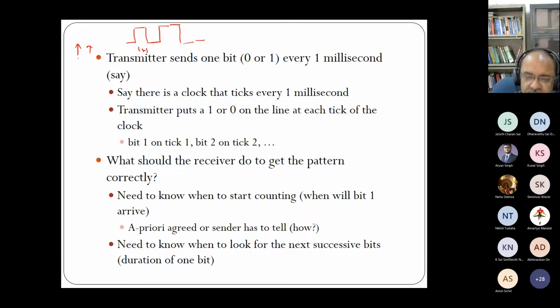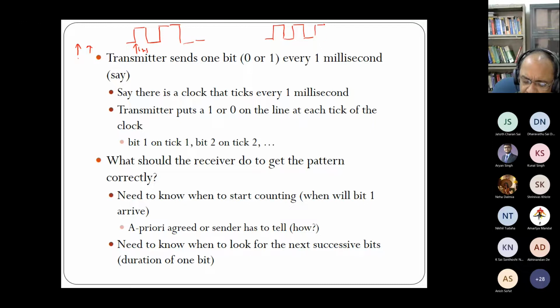Now, first of all, the receiver needs to know when to start counting. From where should it start looking, so that it knows where to start at the middle of the bit? It needs to know where the first bit is, because the receiver is just lying there. Then it needs to know when to look for the next successive bits. Now here is the problem. Suppose all this is agreed, it knows when to start looking, and it knows that this is 1 millisecond. Again, 1 millisecond is too slow, but it's okay. So think of the bit stream coming like this.